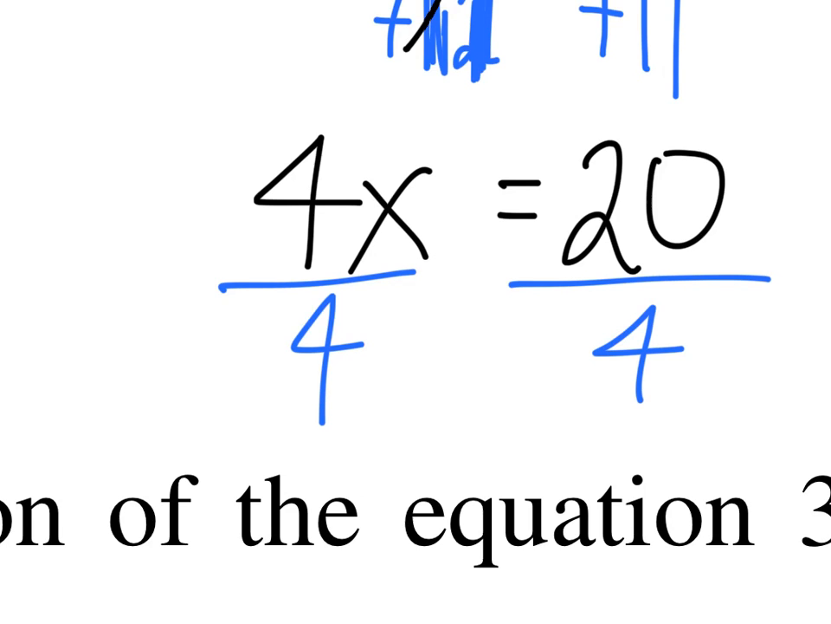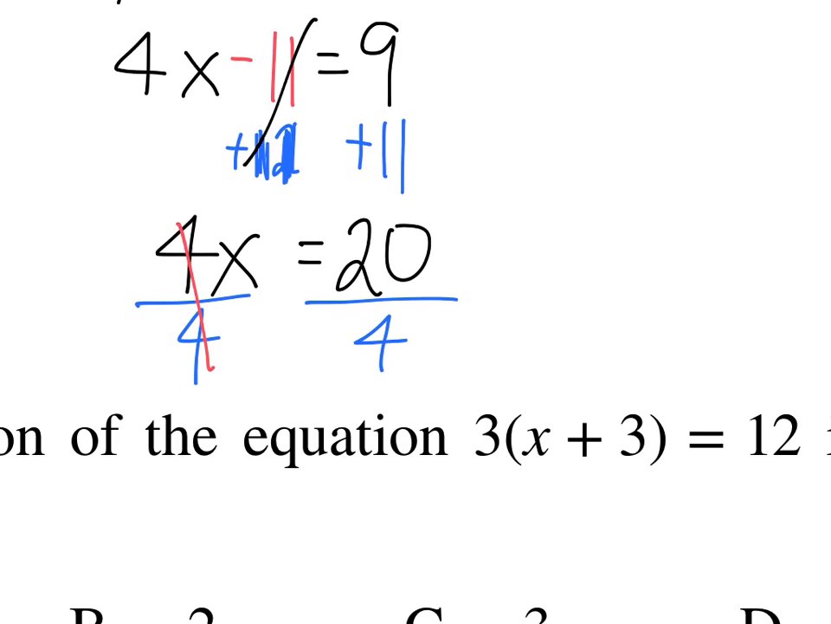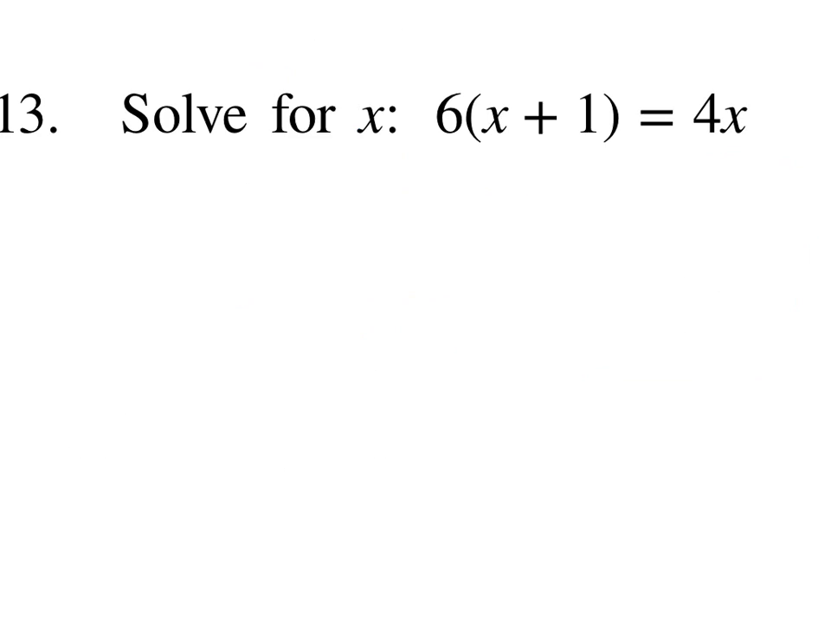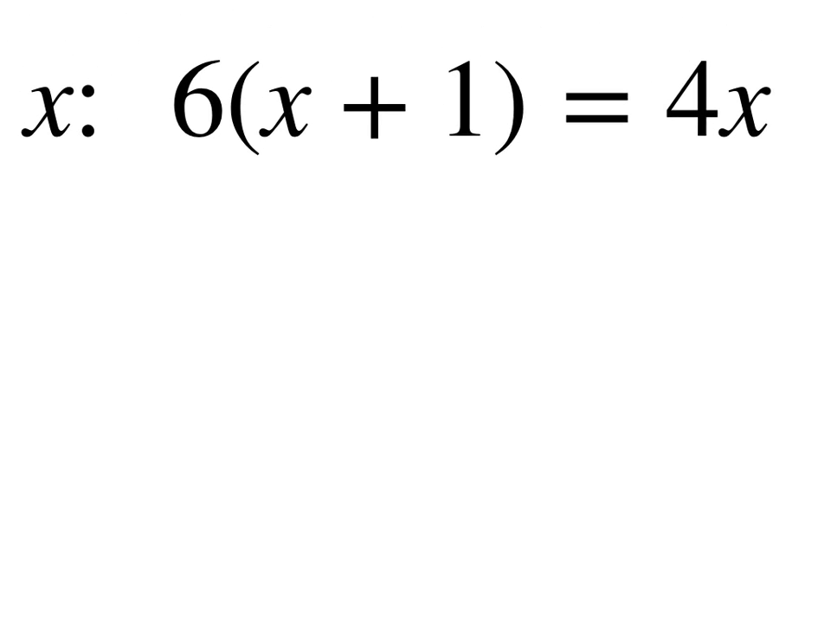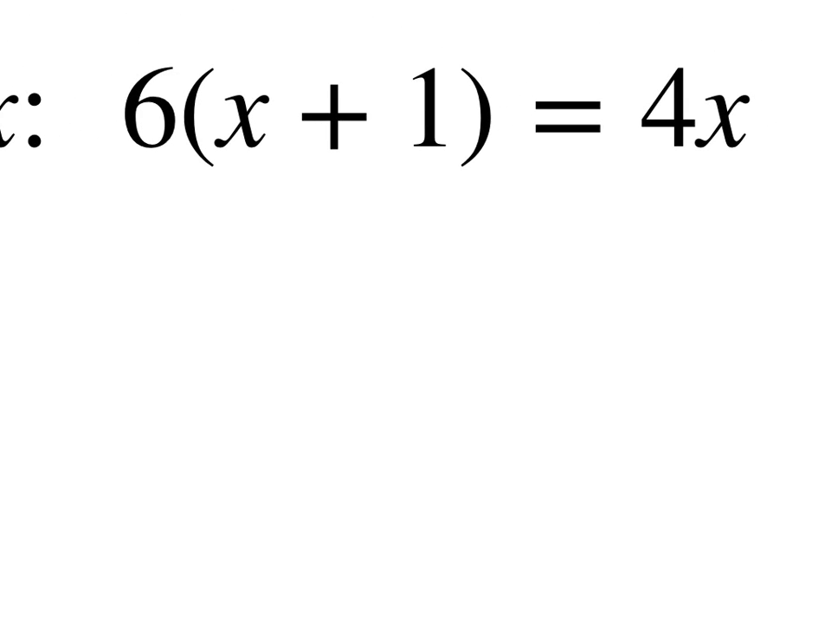When we do that, the 4's cancel out. 20 divided by 4 obviously is 5, and x equals 5. This is our answer. Let's take a look at this last problem. It's question number 13, and again, we're solving for x. I can see this one's a little bit different because we've got two sets of x's.